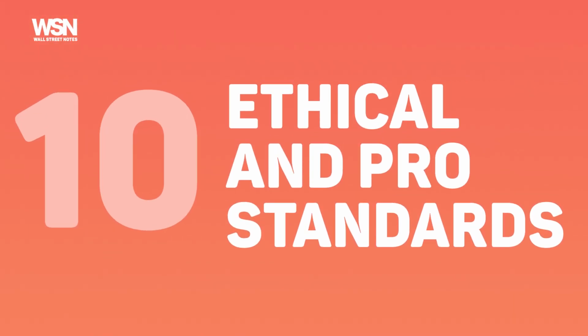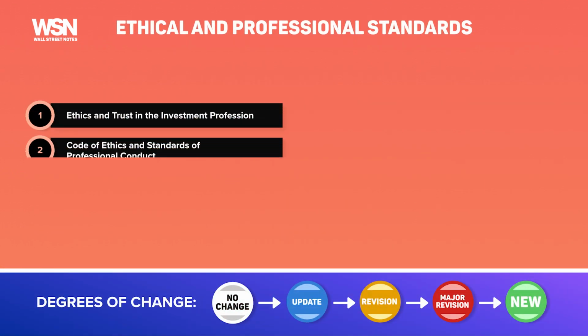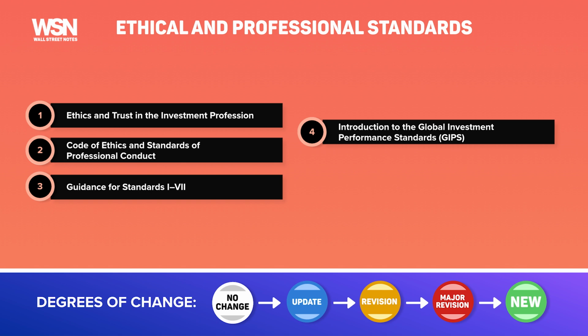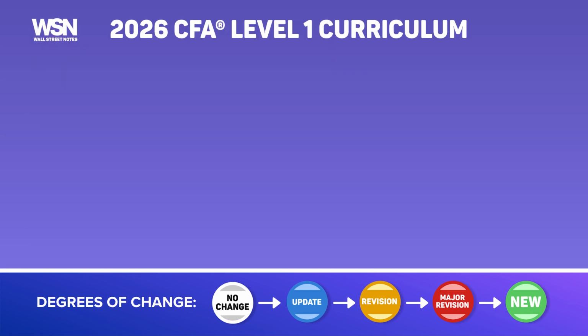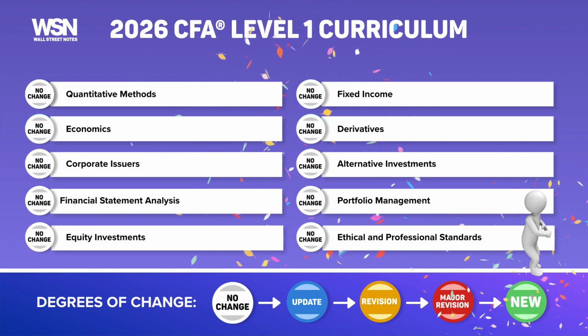And finally, for ethical and professional standards, you will need to know ethics and trust in the investment profession, Code of Ethics and Standards of Professional Conduct, Guidance for Standards 1 through 7, Introduction to the Global Investment Performance Standards, and Ethics Application. In summary, if you're using the 2025 materials, you're in good shape. There are no material changes.